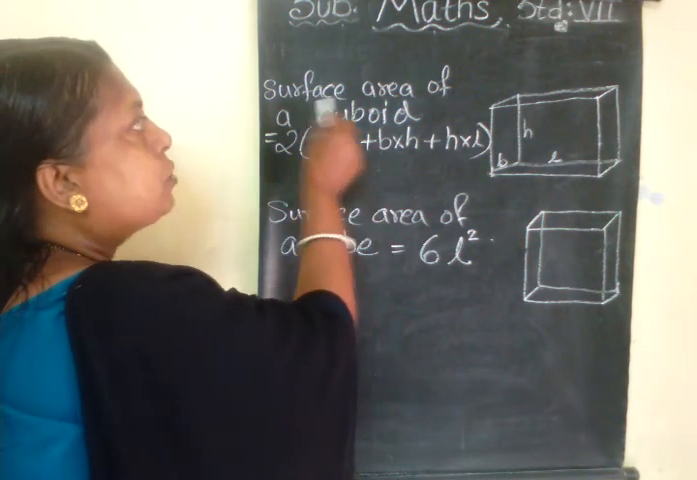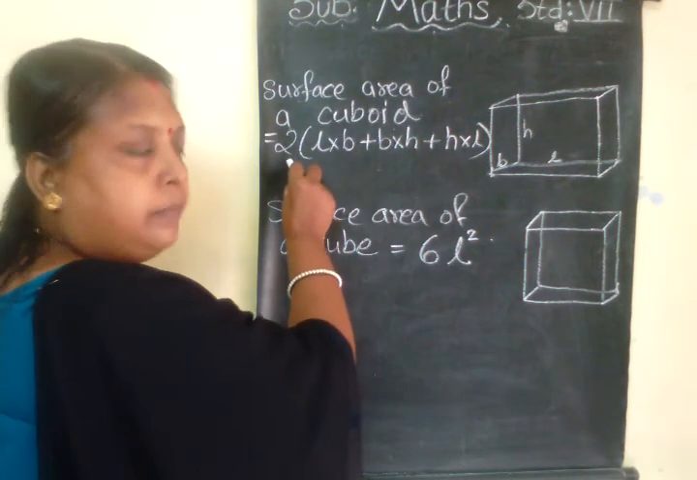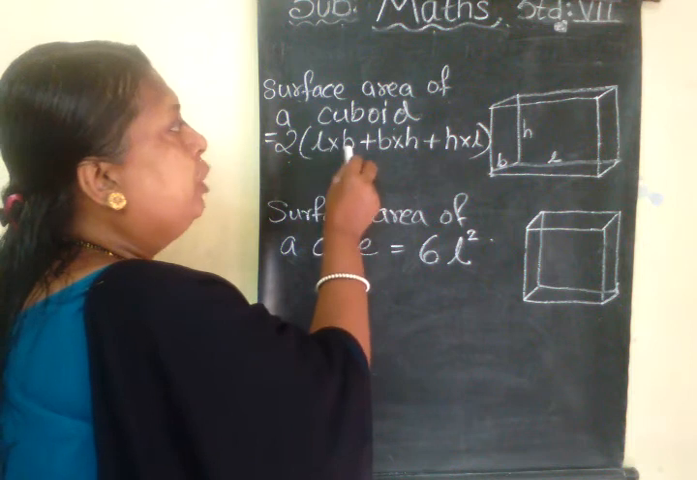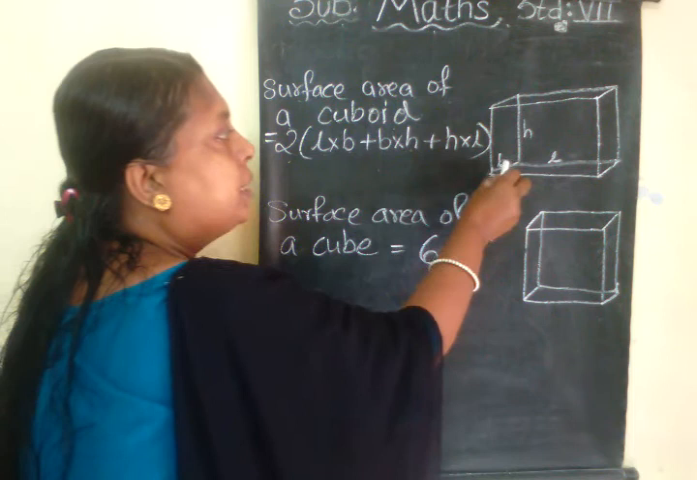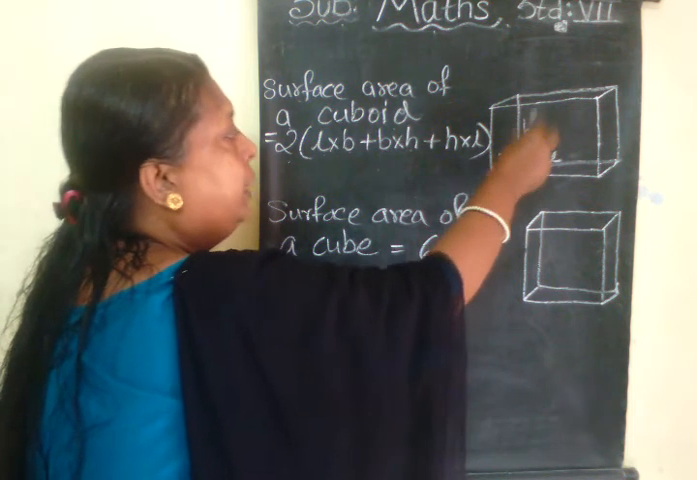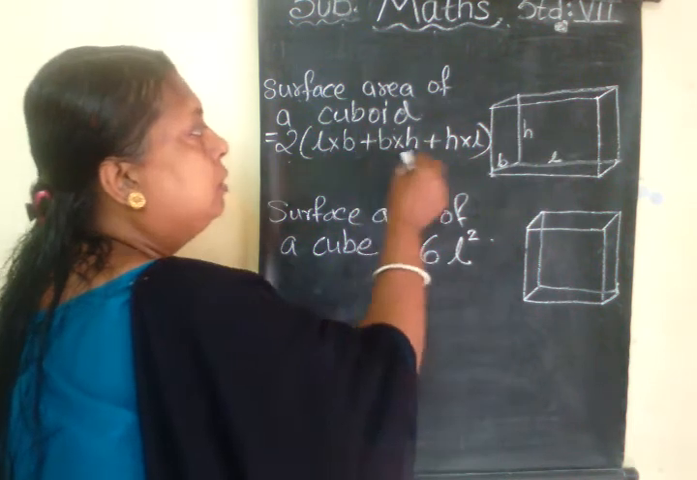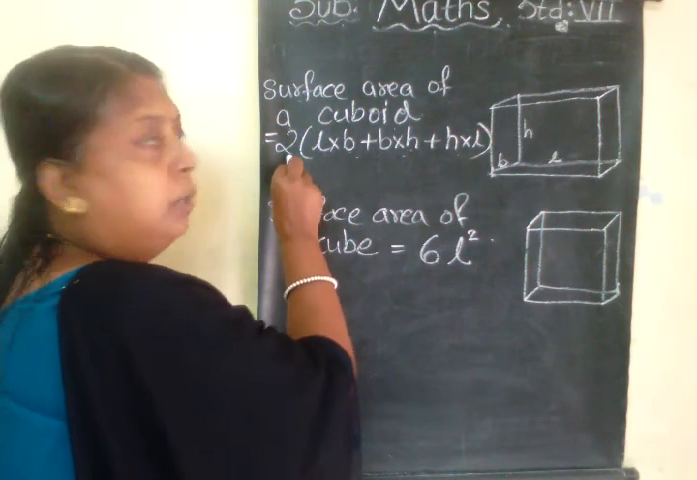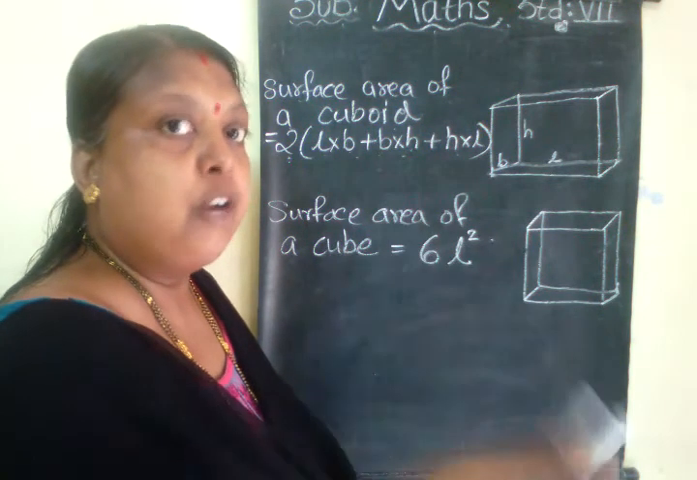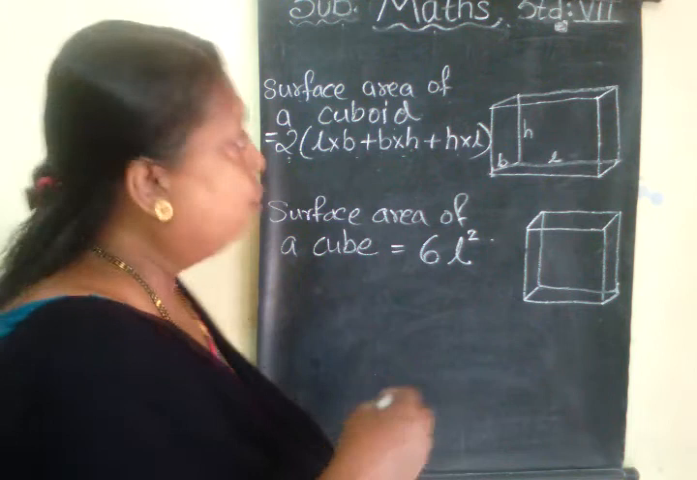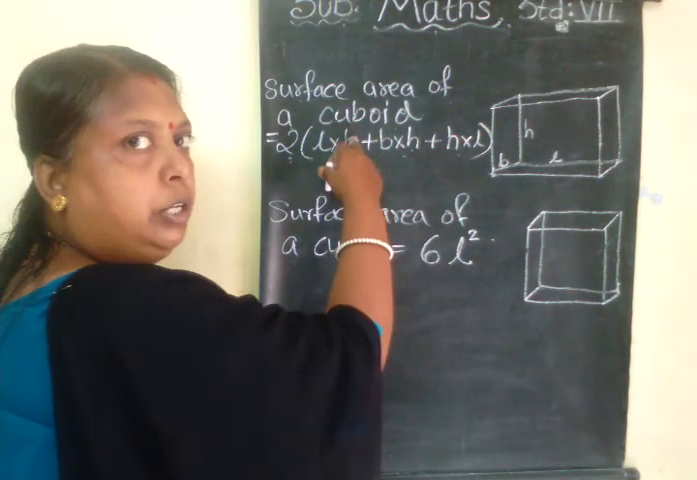The formula for the surface area of a cuboid is equal to twice the bracket L into B plus B into H, that is breadth into height, plus height into length, and this whole sum is multiplied by 2 because two opposite surfaces are of equal area. So this is the formula to calculate the surface area of a cuboid.